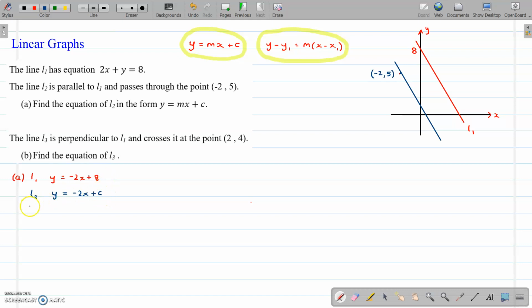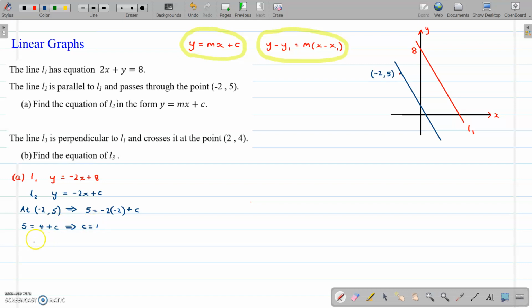So what we can now use is the known point. At the point that we're given on the line, which is negative 2, 5, we can say that y, the y coordinate, which is 5, equals negative 2 times the x coordinate, which is negative 2, plus some number c that we're going to find. That's quite simple to solve, because minus 2 times minus 2 is 4. So 5 equals 4 plus c, which implies that c equals 1.